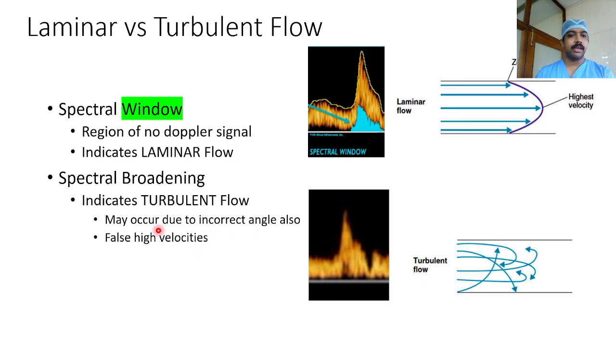Spectral broadening can also occur due to incorrect angle, that is, if the beam is not kept parallel, or if there is any false high velocity. So this is how spectral broadening occurs.